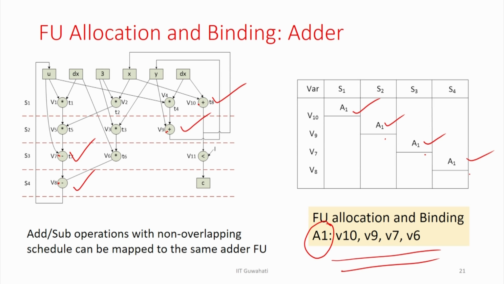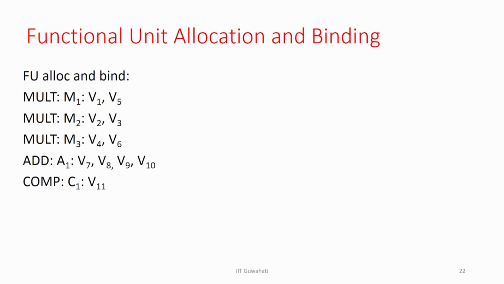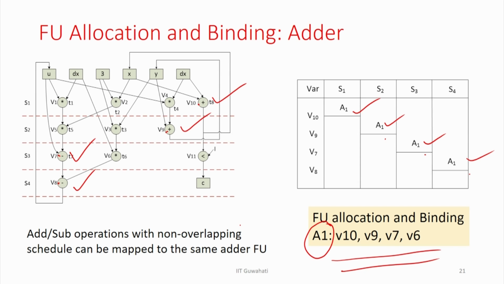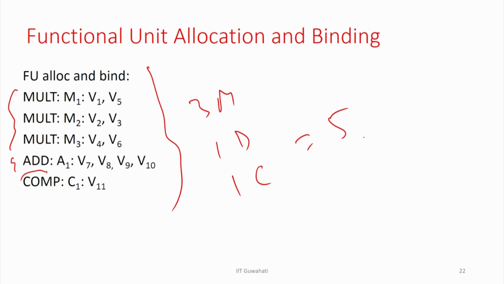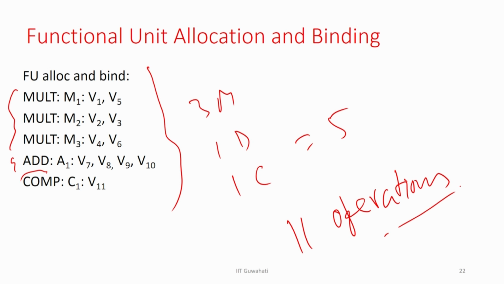in the hardware. So, at the end what have I received? I got 3 multipliers, 1 adder, and similarly for the comparator I need 1, because I have one comparator operator and this single operation needs a comparator. So, I got 1 comparator. So, I need 3 multipliers, 1 adder and 1 comparator, total 5 to execute all these 11 operations. So, 11 operations are there and I have 5 functional units. So, that is what we got from this sharing information.